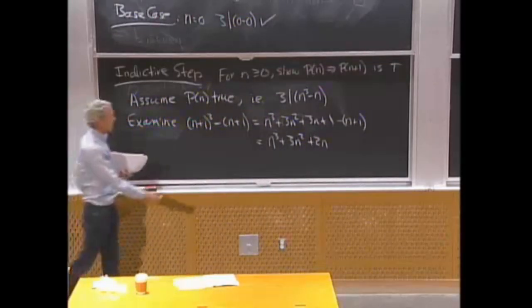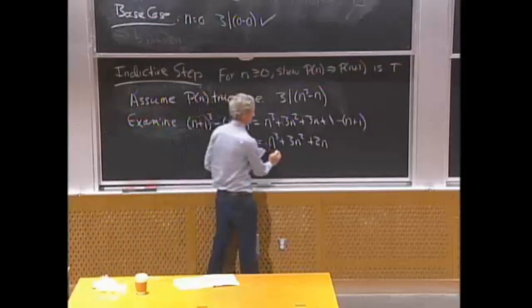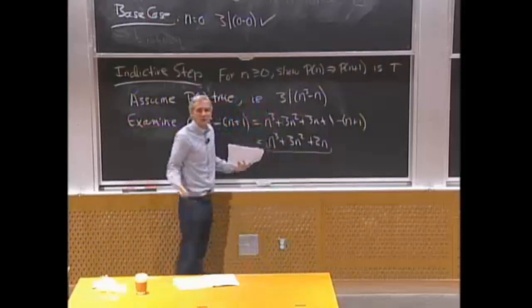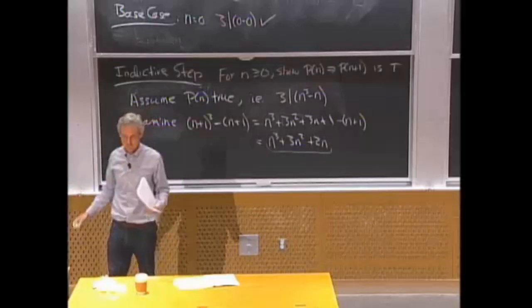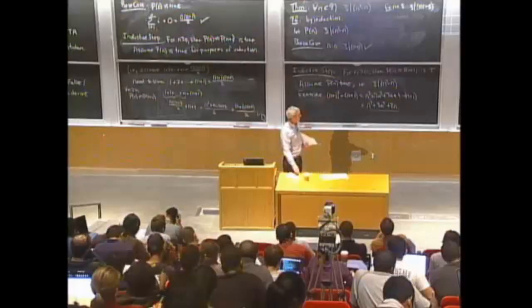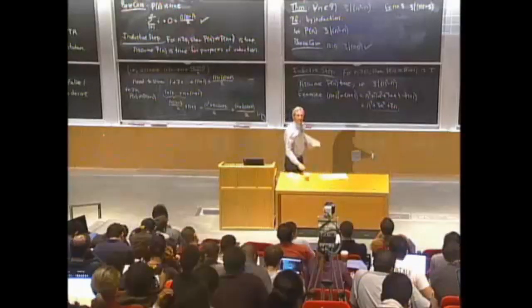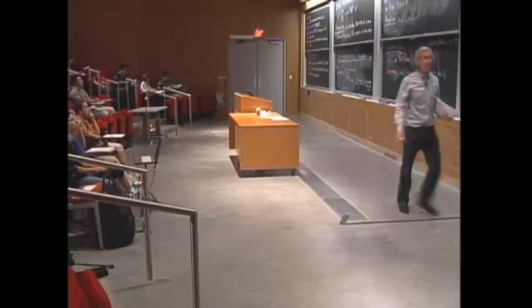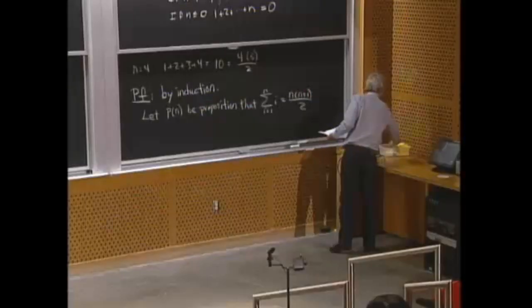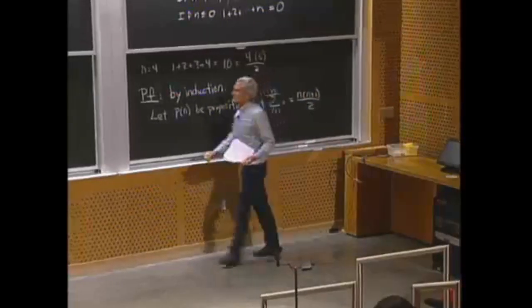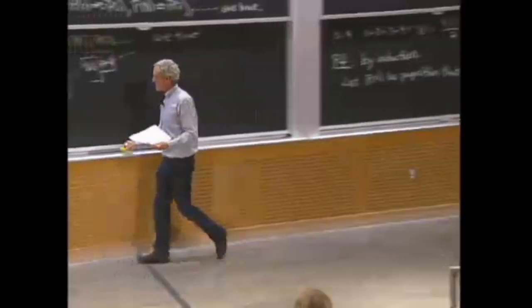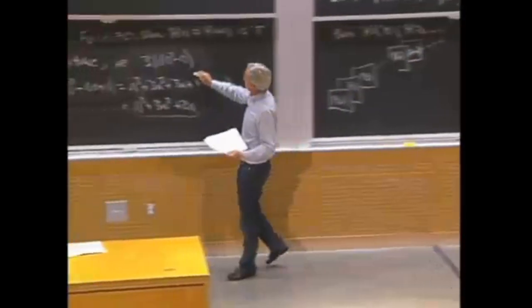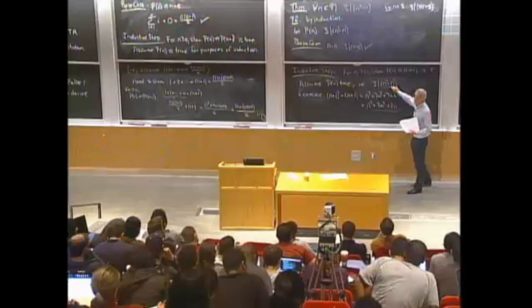Is this a multiple of 3? I need to show that's a multiple of 3, and then I'd be all done. Is it a multiple of 3? Beats me. It doesn't look like a multiple of 3 necessarily. So maybe we need to massage it a little bit. I do know that this is a multiple of 3. I can use that fact.